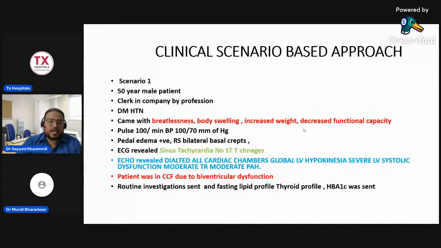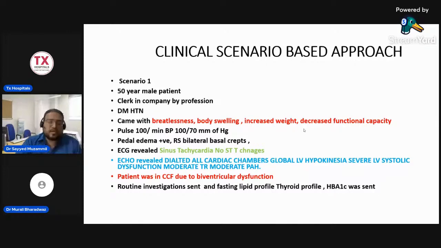I saw that the patient was lying on the bed, breathless and orthopneic, inclined at 45 degrees on the ER bed, and his pulse was 100 beats per minute. Blood pressure was 100 by 70 mm of Hg. Saturation was around 92% on room air, and they had started him on oxygen inhalation. On examination, he had pedal edema. In respiratory system examination, there were bilateral basal crepitations. His JVP was raised, and in investigation, ECG showed sinus tachycardia, and there were no significant ST-T changes in the ECG, indicating that acute myocardial ischemia was not there.